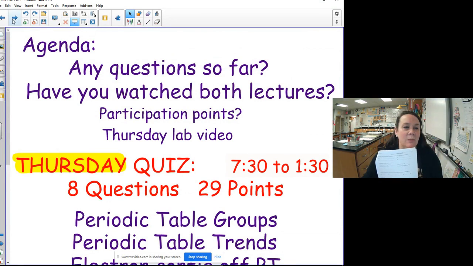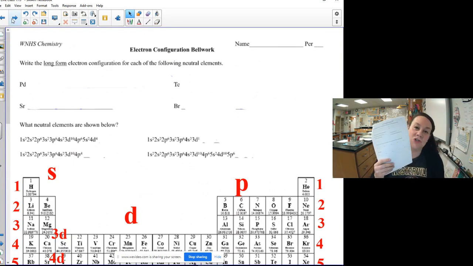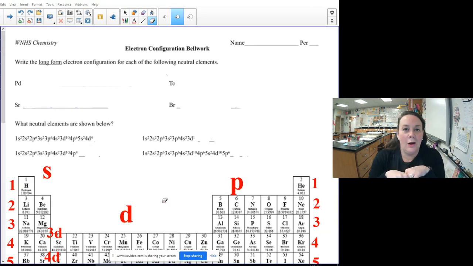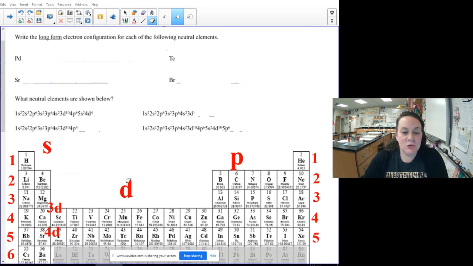You want to find in your packet electron configuration bell work, and you also want a periodic table so that we can read these together. I'll give you a second here to make sure you have found the electron configuration bell work. All right, so hopefully you're ready. So you have your electron configuration bell work out. Let's do a couple examples.